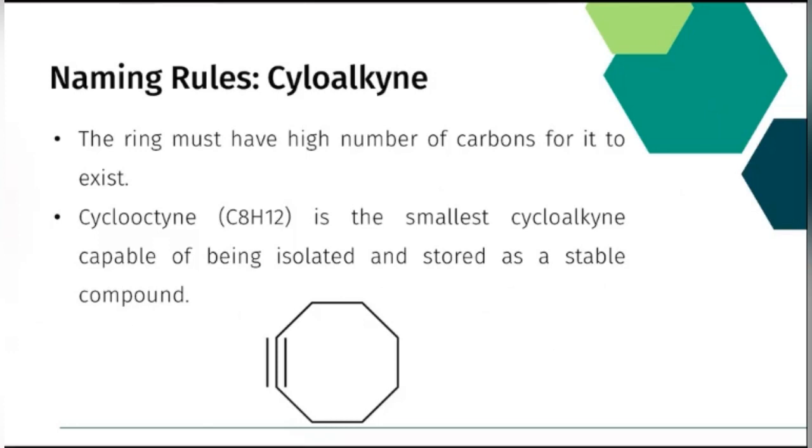The structure of cyclooctyne is like this. Again, you don't need to specify the location of the triple bond since there's only one triple bond in the structure. You just count the number of carbons. Let's count: 1, 2, 3, 4, 5, 6, 7, 8. So this is cyclooctyne: cyclo since it's cyclic, then oct as the root word, then "-yne" as the suffix. So cyclooctyne is the name of that structure.